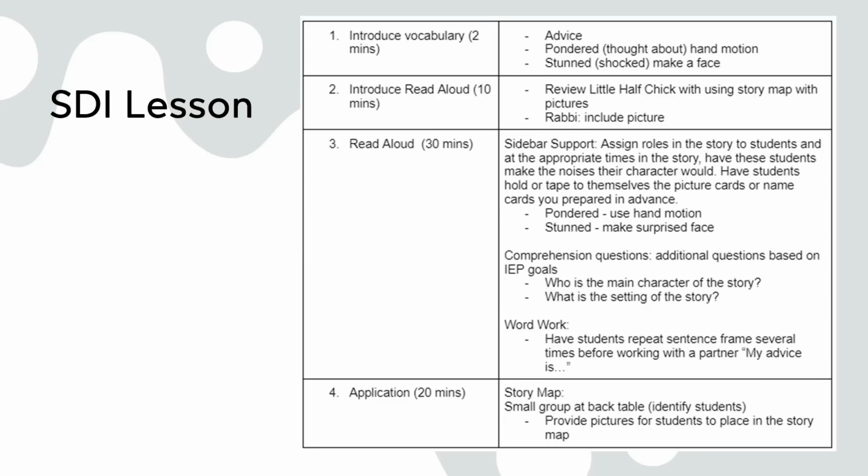During the word work activity, I will ask the students to repeat the sentence frames several times before working with their partner. My student has needs related to responding in complete sentences and using vocabulary words, so this rehearsal will support him. During the application activity, I will work with a small group of students, including my student, at the back table to complete the story map with pictures.